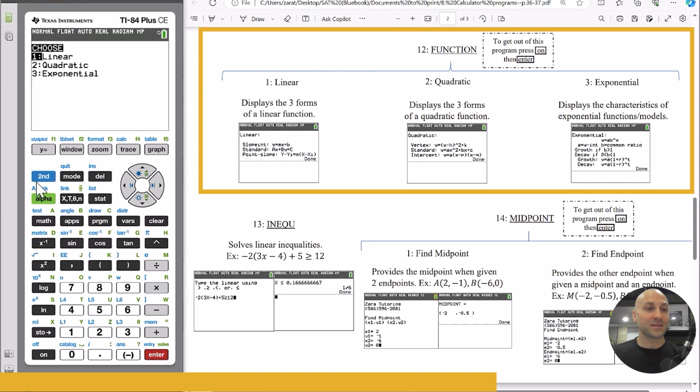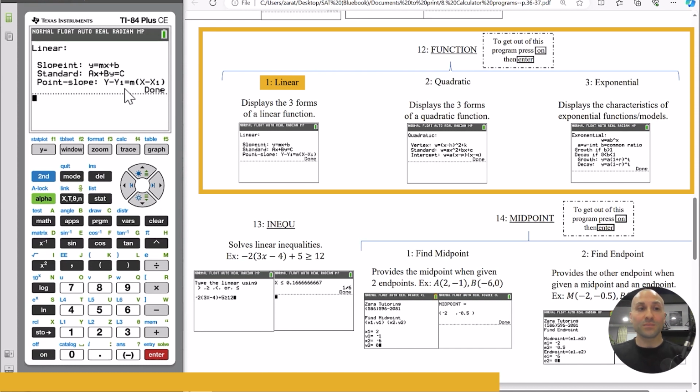You wouldn't be able to press second in mode. So just keep that in mind. Now let's look at each one by one. The first one just gives you the 3 forms of a linear equation. So you have slope intercept, standard, and point slope. The second one gives you the 3 forms of a quadratic function, vertex, standard, and intercept form.